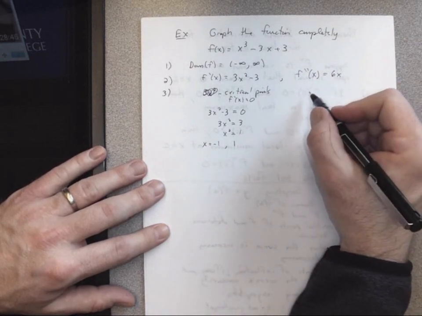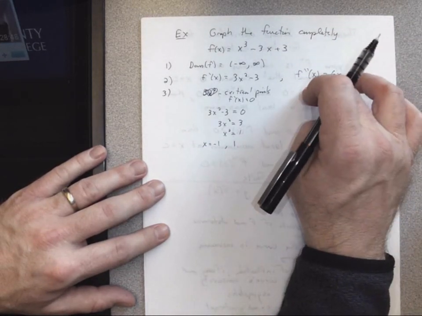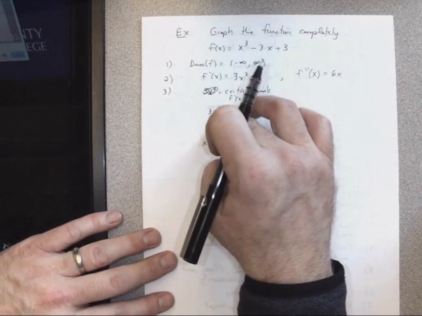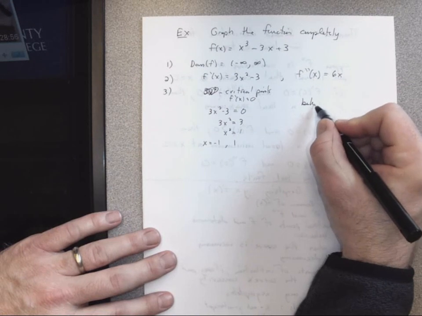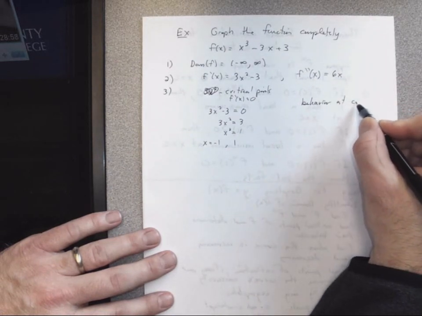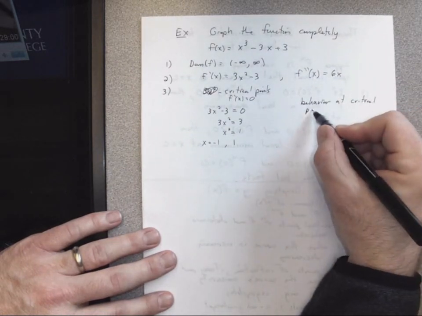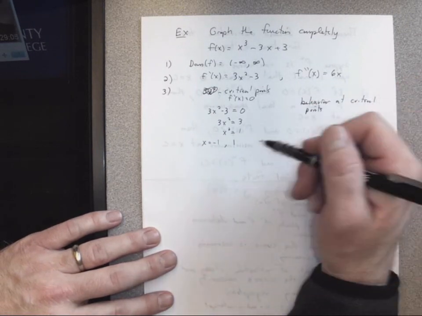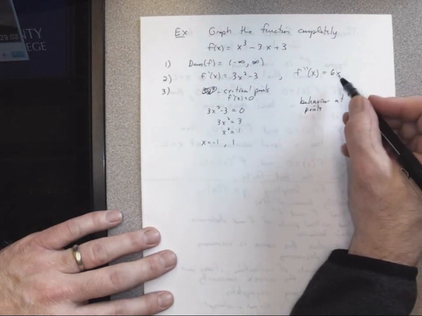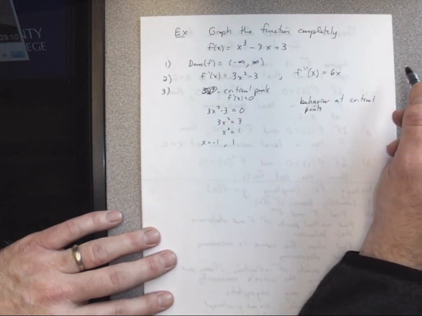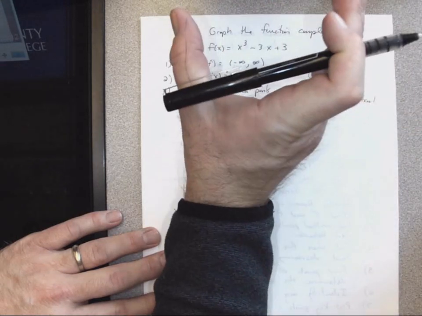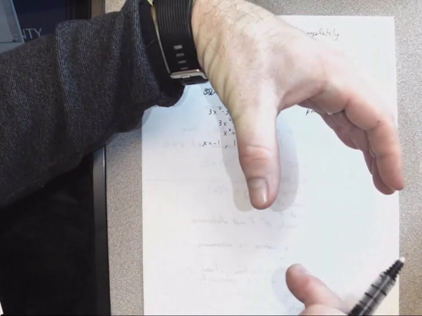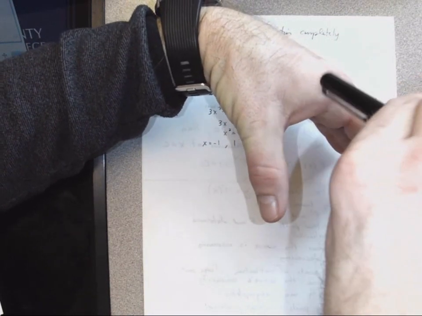Also, it wants us to determine the behavior at these critical points using the second derivative. So I can actually determine if these are maxes and mins. A lot of times you can determine if these things are maxes or mins very quickly. You can just plug them into the second derivative. Remember, if the second derivative is positive, it's concave up, so that means that point has to be a minimum. If the second derivative is negative, it's concave down, so that means that point has to be a maximum.